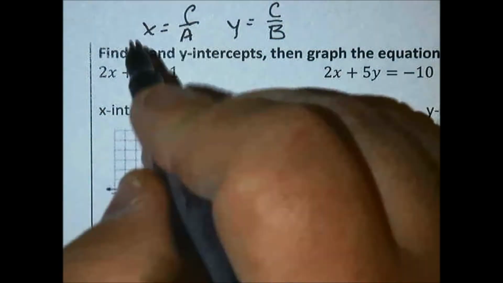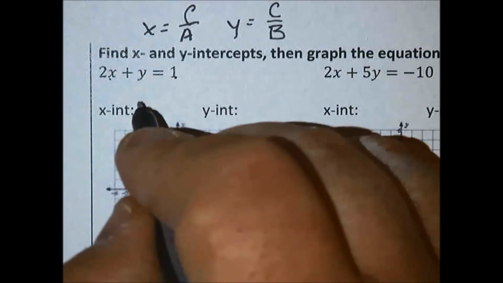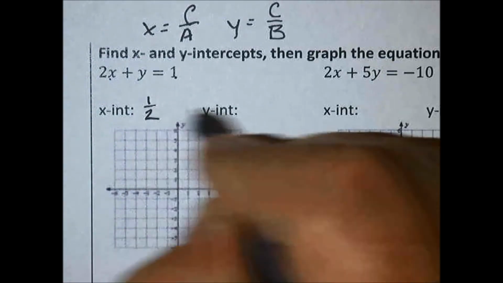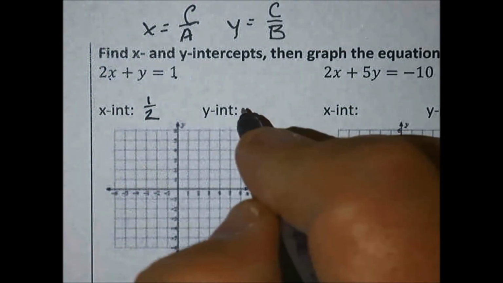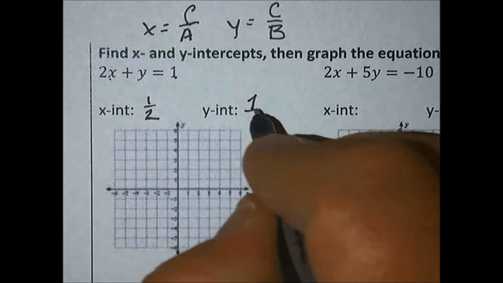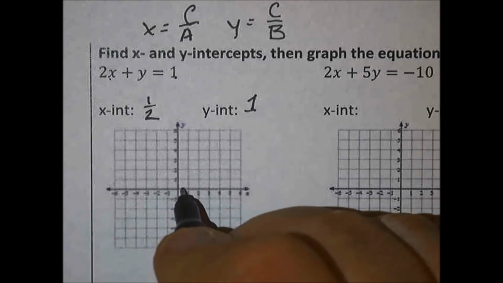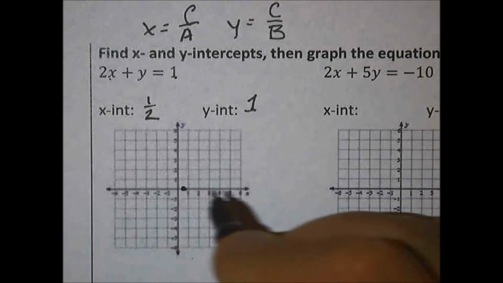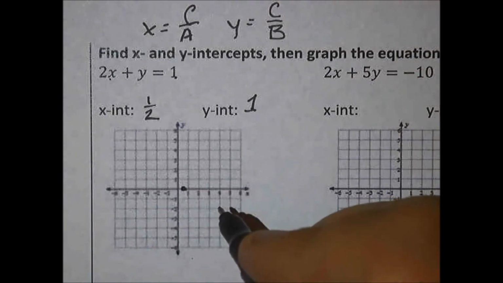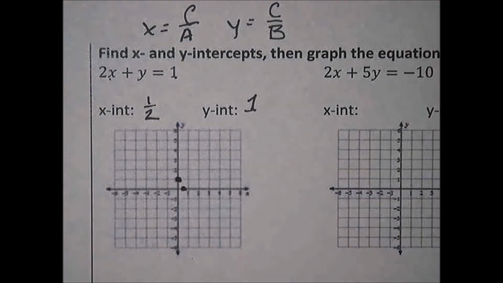All right, so the x-intercept is C over A. C is 1, A is 2, so that's 1/2. Y-intercept is C over B. C is 1, B is 1, so 1 divided by 1 is 1. So the x-intercept is 1/2. That's kind of tough on this graph, but that's okay. And the y-intercept is at 1.